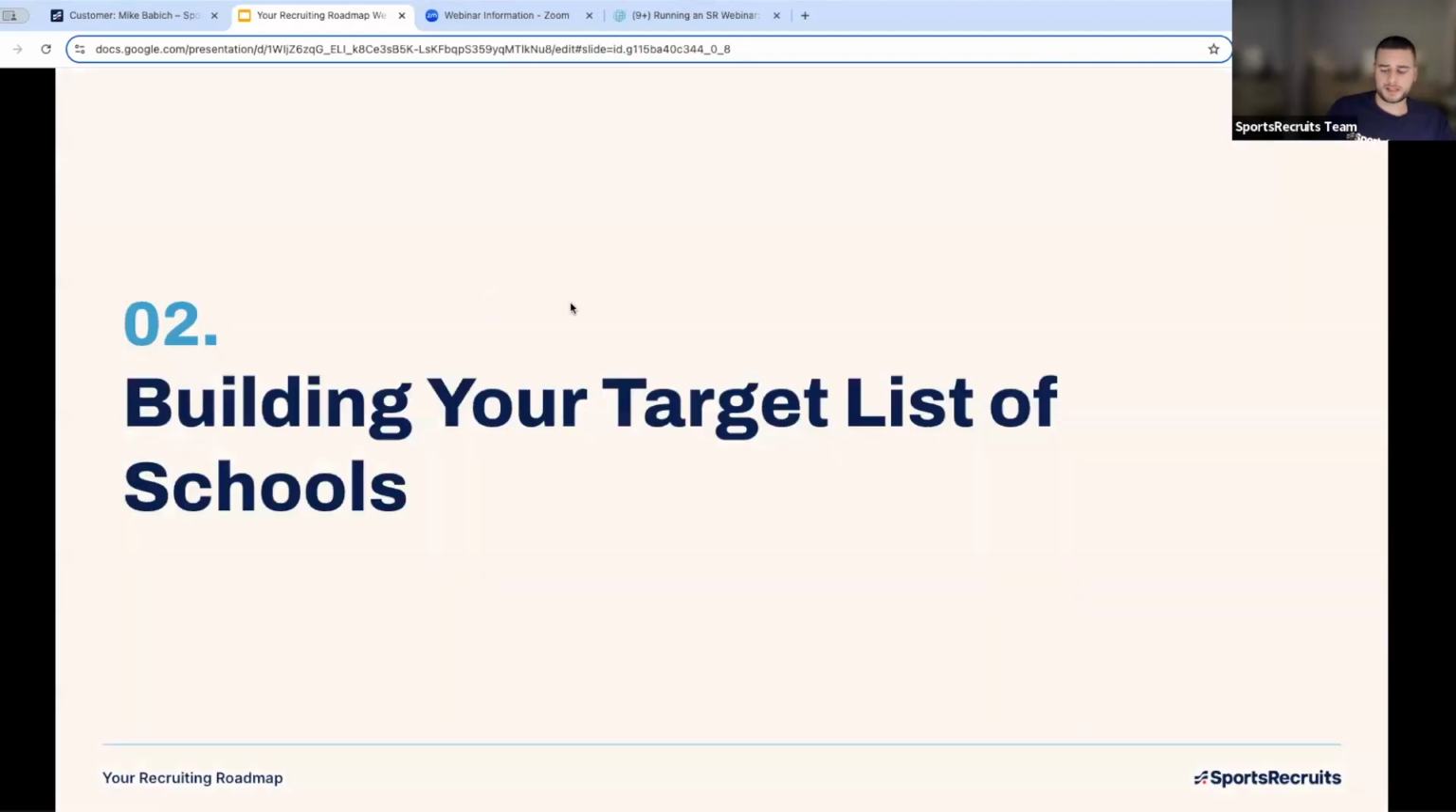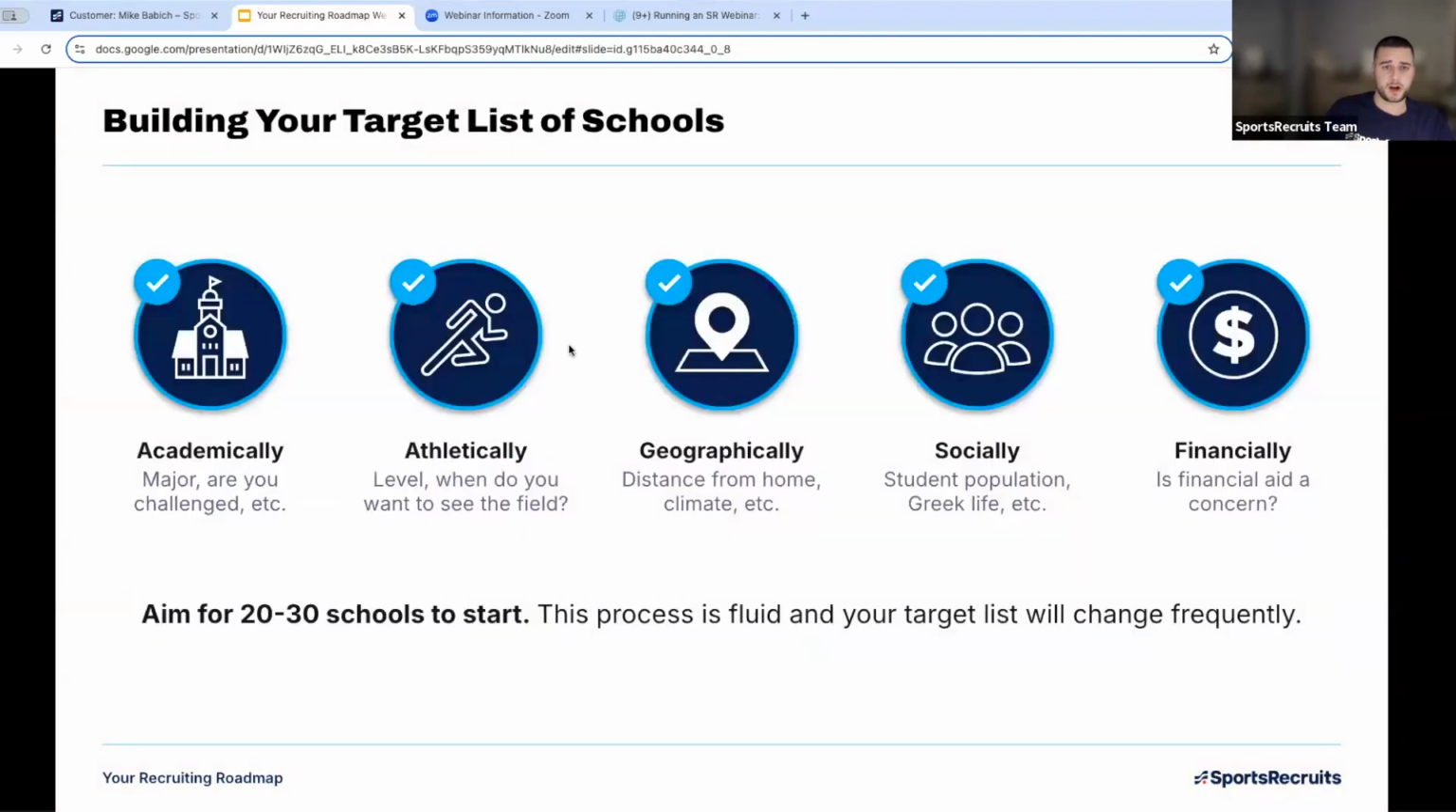While we move over to that next component, which is building your target list of schools, one of the things that we try and lay out for the families that we work with is there's really 5 major factors that you should consider when looking into schools being a good fit for you or not. Academically is a pretty self-explanatory one. Does the school match with what you're looking for in terms of academic selectivity and course rigor? Does it have the majors that you're interested in?